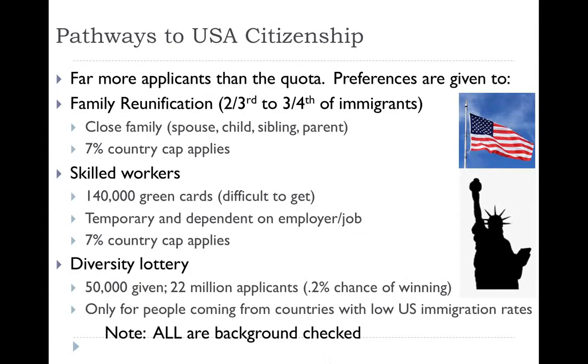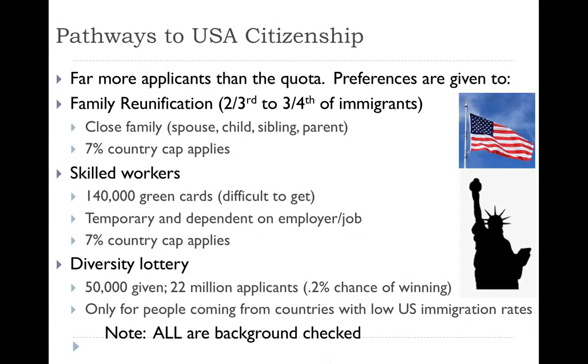The next is skilled workers. There are about 140,000 green cards given out every year, and that's very difficult to get. That is kind of a work visa. It's a given amount of time that you can be in the country to work. They are temporary, and they are typically dependent on whatever your employer or your job happens to be. Again, about 7% of the country cap applies to that skilled worker green card. Finally, you have what we call the diversity lottery.